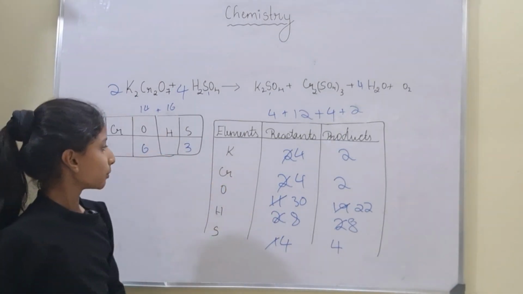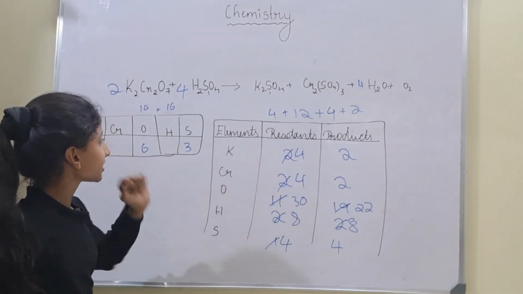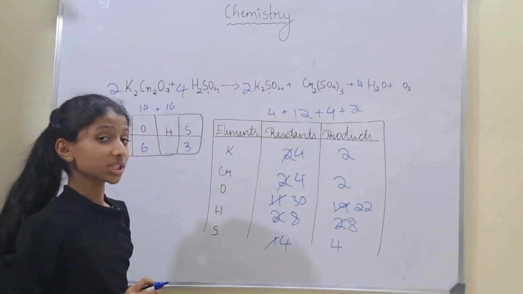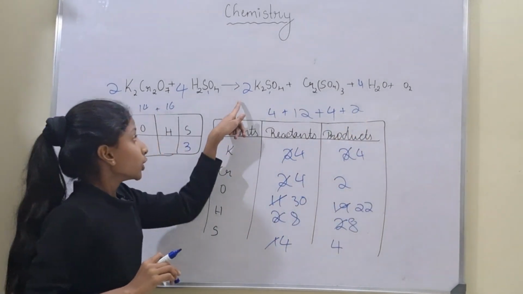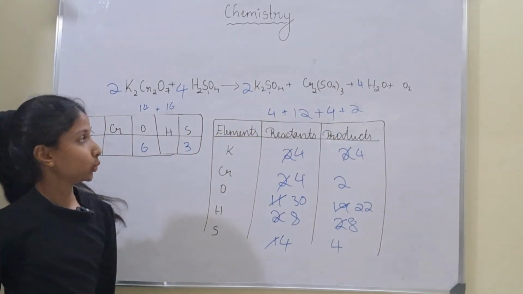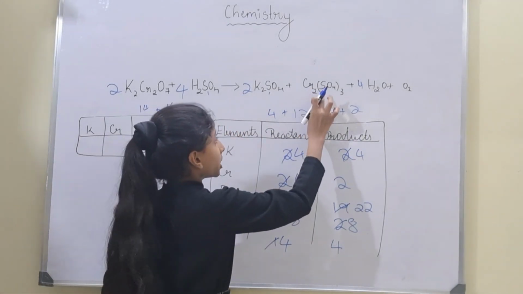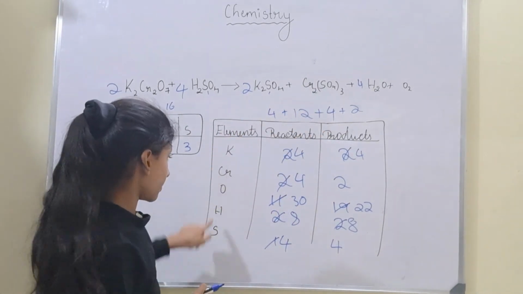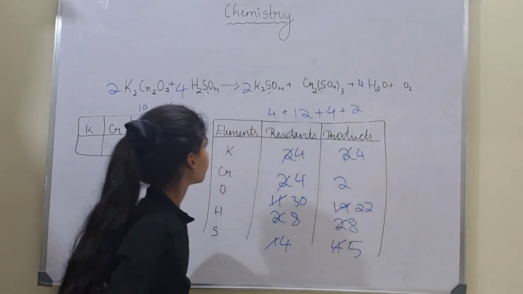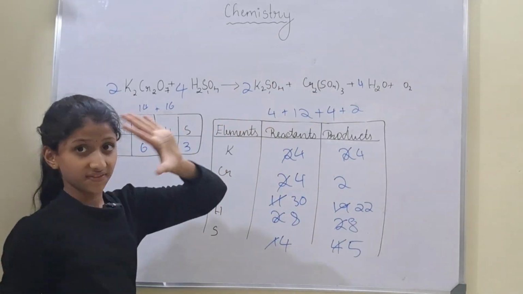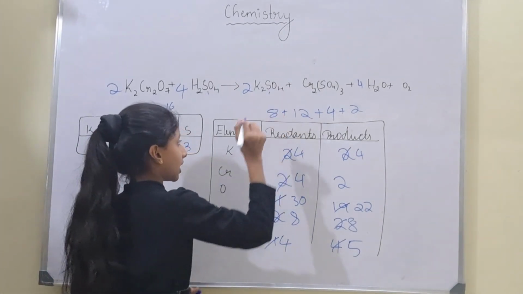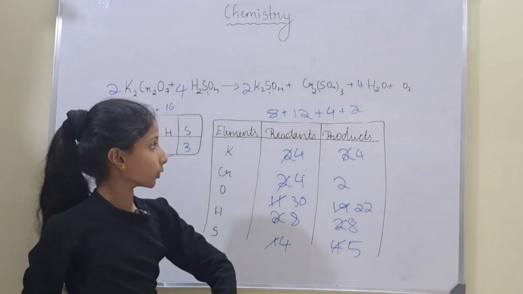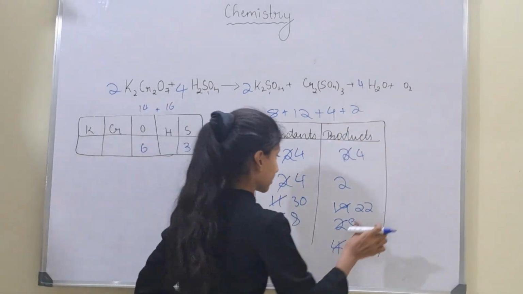Now, I have to balance chromium and potassium. Let's start with potassium. Here, I will write 2. 2 times 2 gives us 4. So, potassium is balanced. 2 times sulfur. 2 times 1 gives us 2. 2 plus 3 gives us 5. So, sulfur is going to be 5. And 2 times 4 gives us 8. Now, 8 plus 12, 20. 20 plus 4, 24. 24 plus 2, 26.